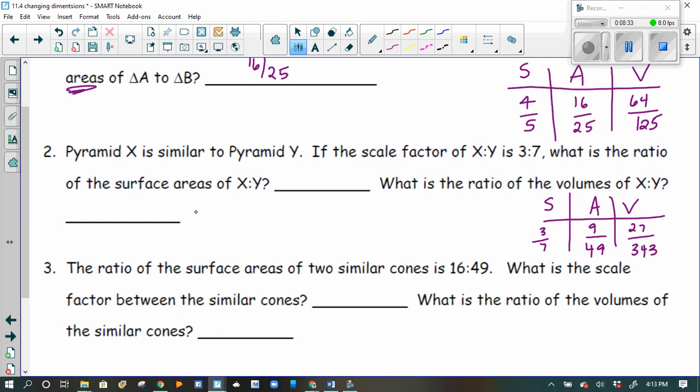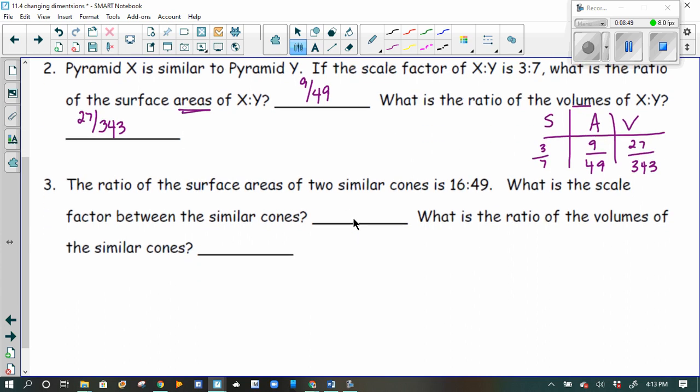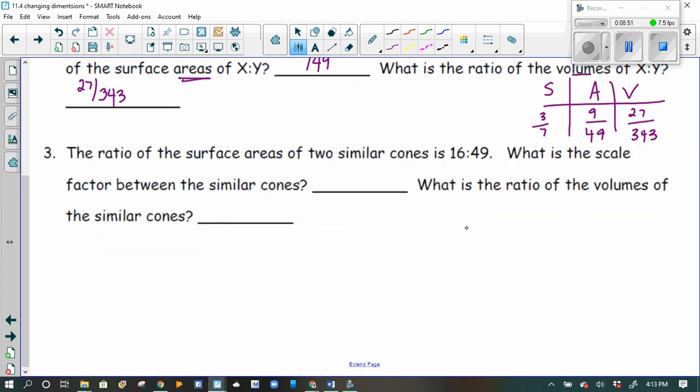So what is the ratio of their surface areas? Go to the area column. 9 over 49. What is the ratio of their volumes? Go to the V column. 27 over 343. Okay? All right, and then the next one here, I'm going to go ahead and set up my SAV table.